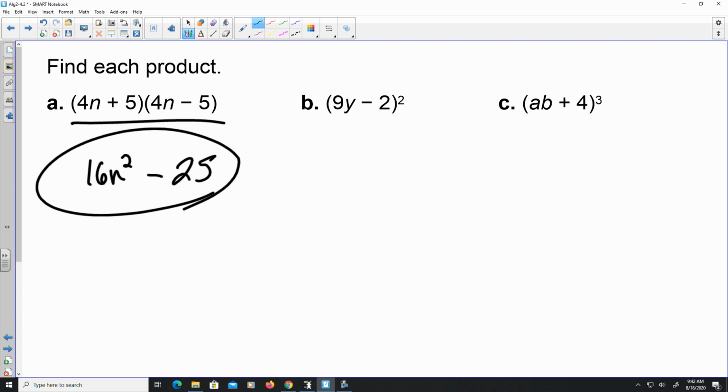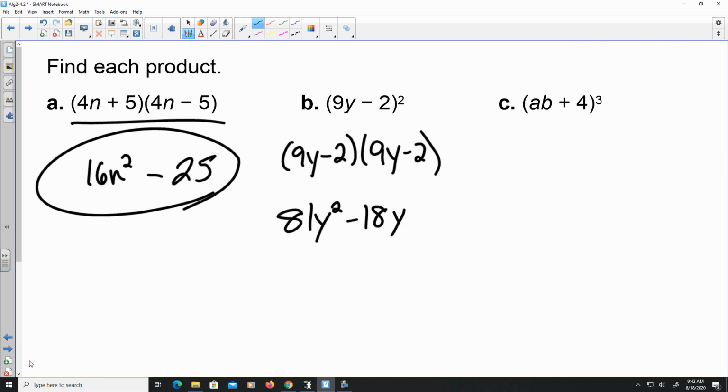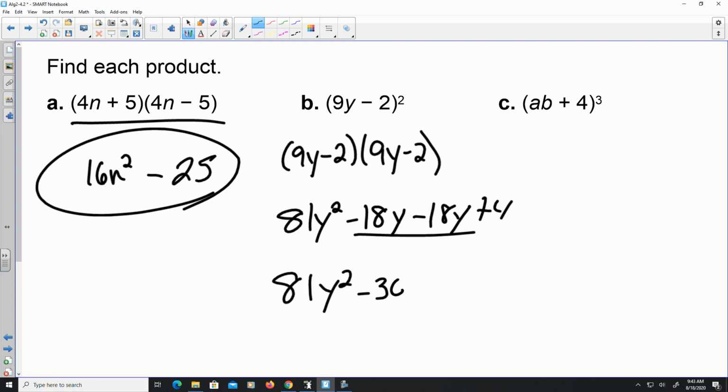For B, when we have the square of a binomial, that's a situation where, not only most students, I just feel comfortable just expanding it. So it's just going to be 9y minus 2 times the quantity 9y minus 2. Do the first, so it'd be 81y squared, outside, so it's going to be minus 18y, minus 18y, plus 4. Combine the like terms here, so it's 81y squared minus 36y plus 4.